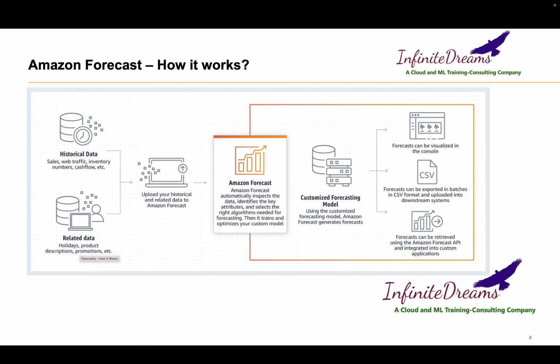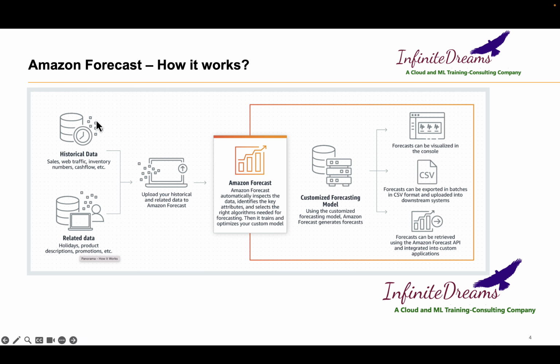This is a generic overview of how the forecast service works. On the left side, you can see the historical data. Suppose we take a use case where we have a retail store, which has sales data of its different items for a couple of years. And we want to forecast the sales of that retail store for different items for the next few months.